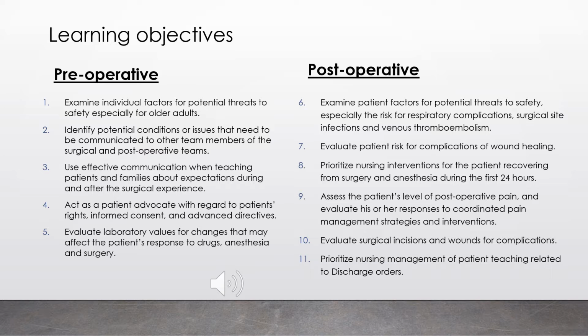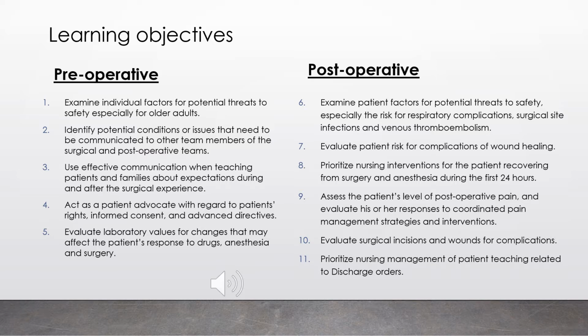Here are our learning objectives for this content. I've divided it up between perioperative, or before the surgery, and postoperative, or after the surgery. So you hopefully will learn how to examine individual factors for potential threats to safety, especially for older adults. You'll be able to identify potential conditions or issues that need to be communicated to other team members on the surgical and postoperative teams. You will use effective communication when teaching patients and family about expectations during and after the surgical experience. You'll act as a patient advocate in regards to their rights and the informed consent and advance directives. And then lastly, on the pre-op side, you'll evaluate laboratory values and other diagnostics for changes that may affect the patient's response to drugs, anesthesia, and the surgery.